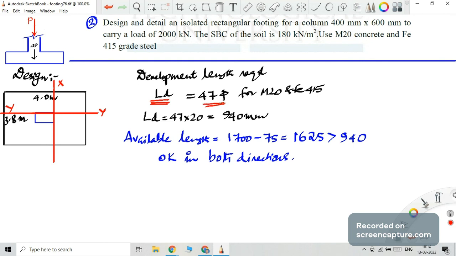Please listen to the previous video, from where you got 47 times diameter whenever the diameter in M20 and Fe415 is used. And in the field, I told you it is around 50 dia. But in design calculations, don't use that. In the field, you can use 50 dia development length or lap length also whenever you need to.